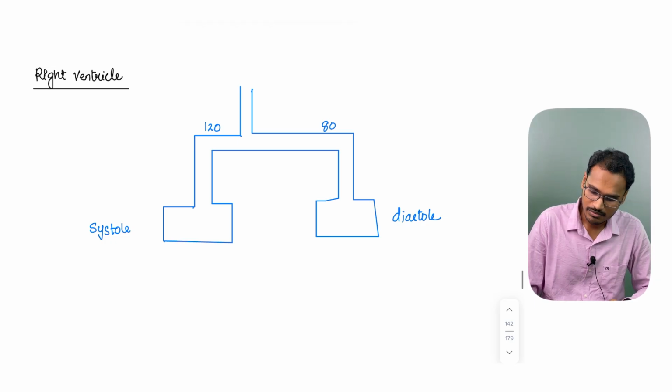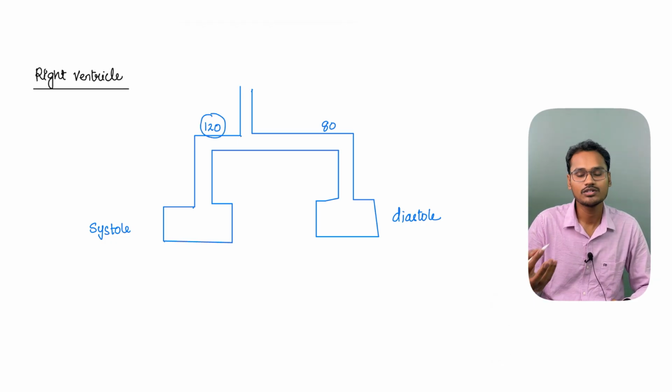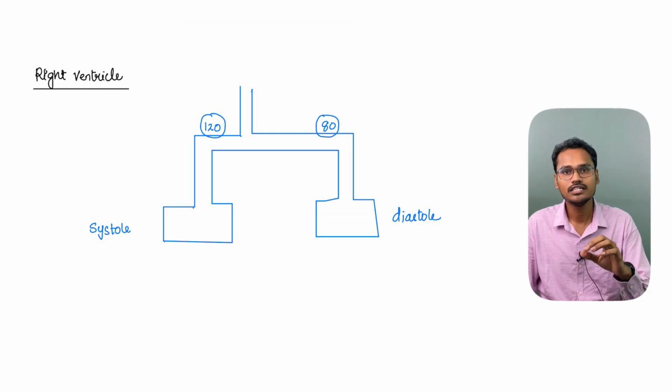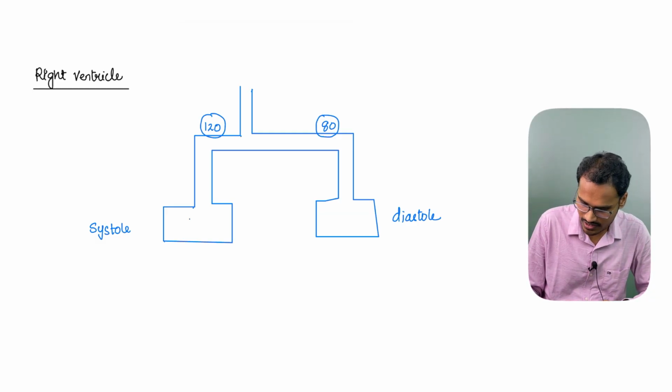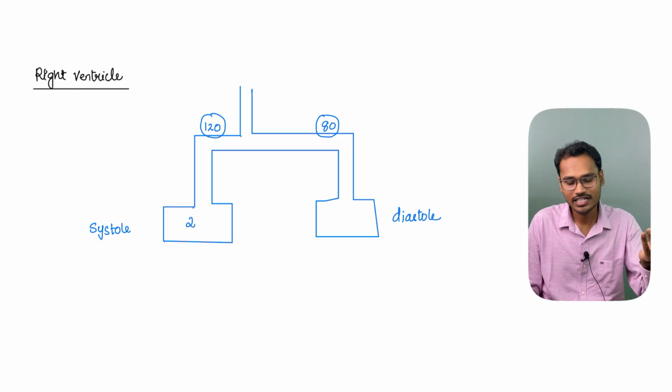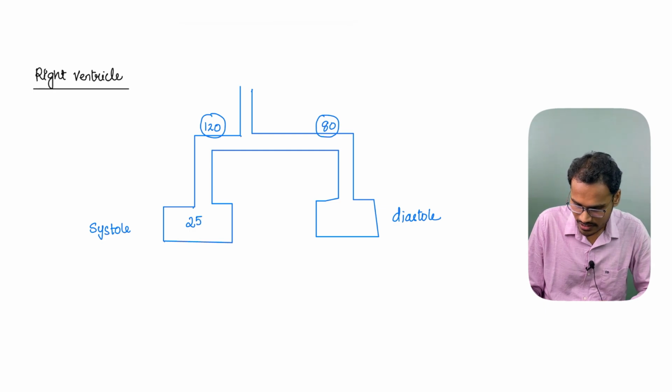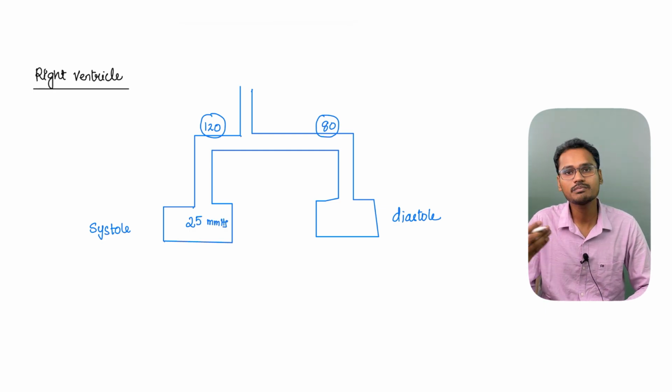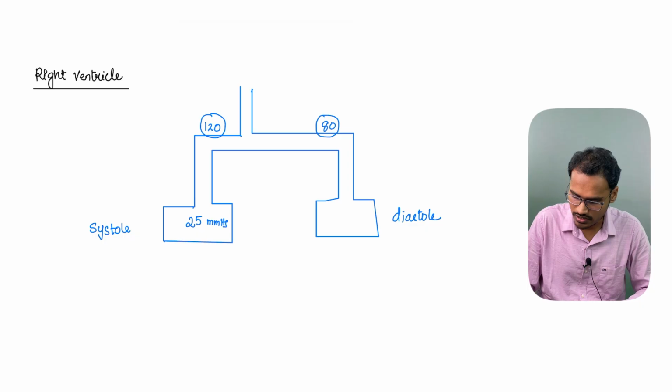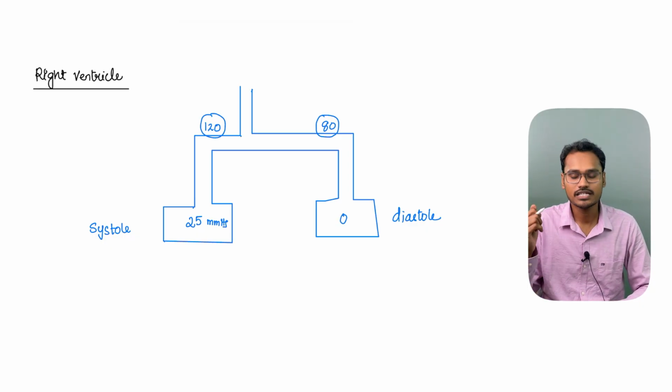So here the pressure is 120, obviously in the aorta, and 80, similar. What is the pressure in the right ventricle during a systole? The pressure in the right ventricle is not 120 because right ventricle pressure is very less. 25 mm of Hg. What is the pressure in the right ventricle during a diastole? It's 0.